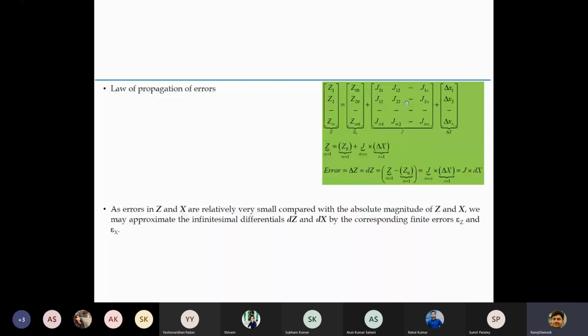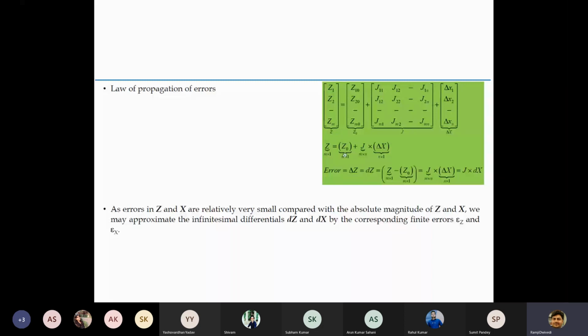So this is a correction which we need to understand. It is J21, and this is not plus, it is multiplication. So 2 corrections in the slide. Just repeating again, there are 2 corrections in the slide. It should be J21 and it should be multiplication. So that's how you write it: Z is equal to Z0 plus J into delta X.